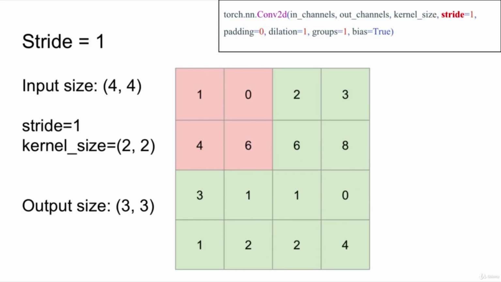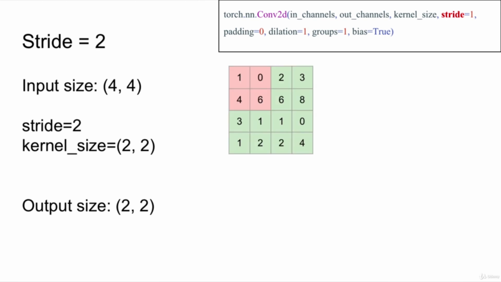Convolution operation has several parameters. Let's discuss the most important: stride and padding. The first parameter of the convolution is its stride. The default value of the stride is 1, which means that our kernel is moving from left to right and from top to bottom by 1 pixel. In the animation on the slide you can see how the convolution with stride 1 works. In the animation, the red is the kernel, the green is the input image. Note that if we have input size 4 by 4 and kernel size 2 by 2, then the output size will be 3 by 3.